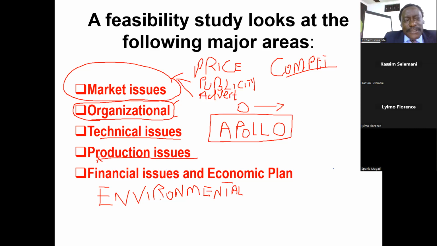And what about the production trend? If you are producing goods and services, what will be the trend of your production? So you produce projections of your output.